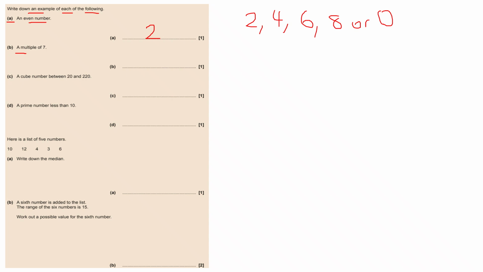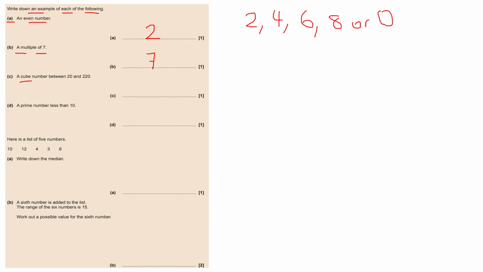Part B, a multiple of 7. So in the 7 times table, I'm going to make it easier and go for 7, because 1 times 7 is 7, or 7 times 1 is 7. So let's not overcomplicate it. Choose the easiest option if you can for that one. But you can have 7, 14, 21, 28, 35, 42, 49, 56, 63, and so on and so forth.